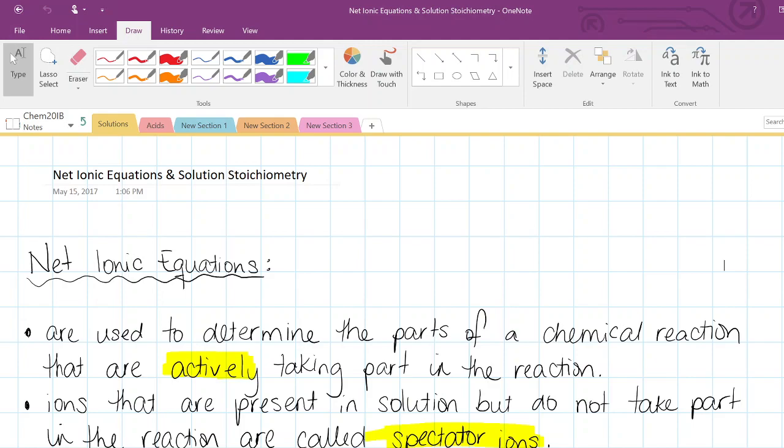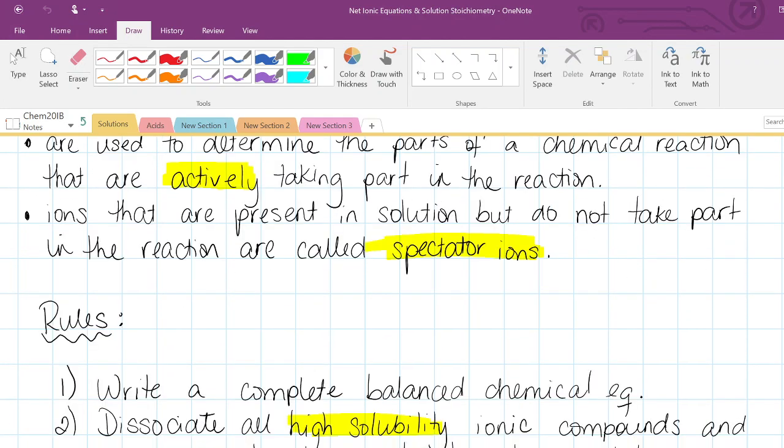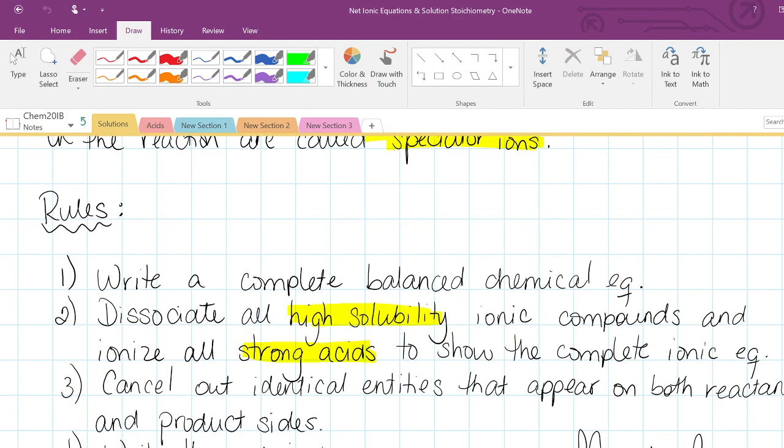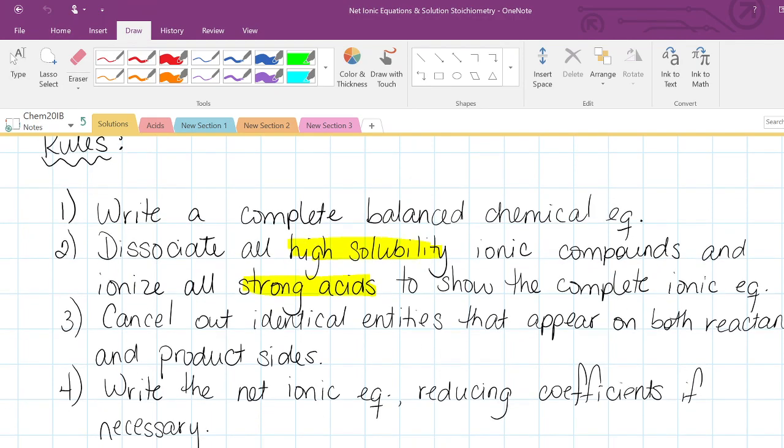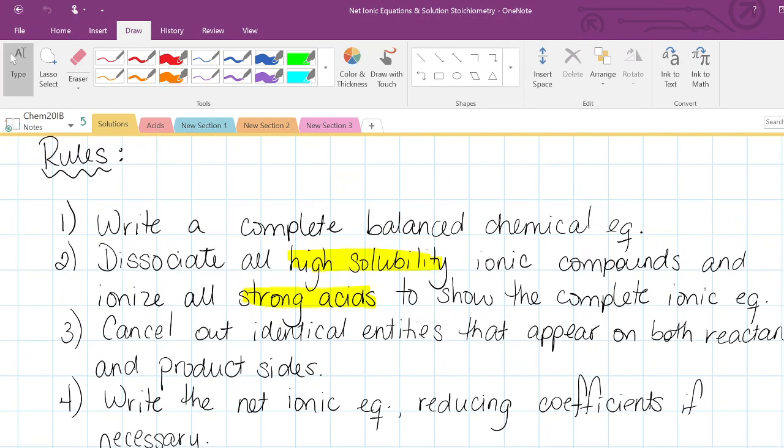Okay, so there's a couple of rules that we're going to follow when we do these net ionic equations. The first thing you need to do whenever you're being asked about spectator ions or net ionic equations is you're going to write your balanced chemical reaction. That's the first thing. So we're writing balanced chemical equations.